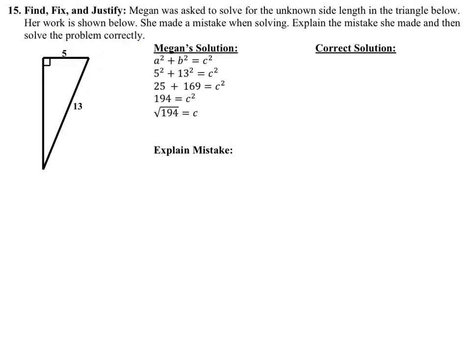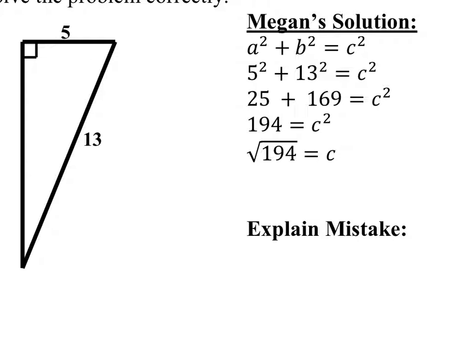Find, fix, and justify. Megan was asked to solve for the unknown side length in a triangle below. Her work is shown below. She made a mistake when solving. Explain the mistake she made and then solve the problem correctly. Alright, the original mistake.